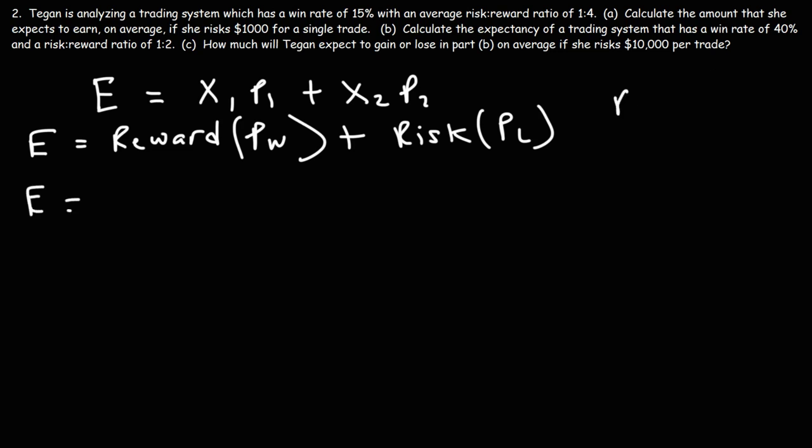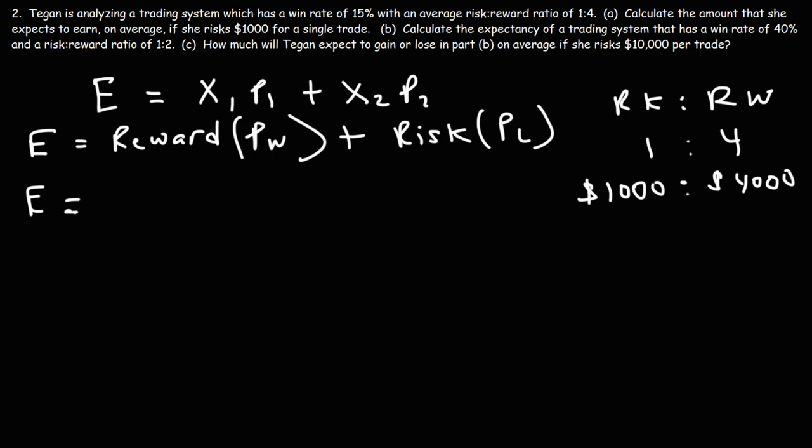So let's talk about the risk-reward ratio of this problem. The risk-reward ratio is 1 to 4. And we know that she's risking $1,000 per single trade. So if the risk-reward ratio is 1 to 4 and she's risking $1,000, what is her potential reward? Well, it's going to be 1,000 times 4, or 4,000. So if she calls it right and she wins on this trade, she can earn $4,000.